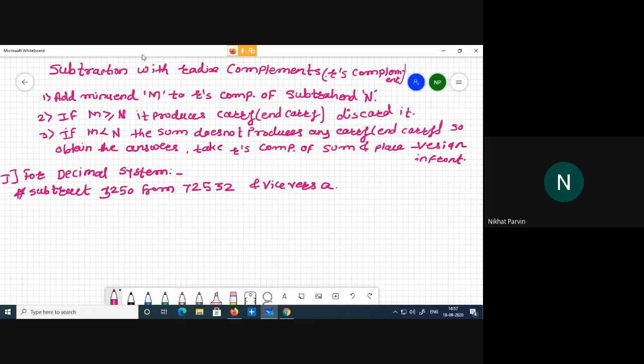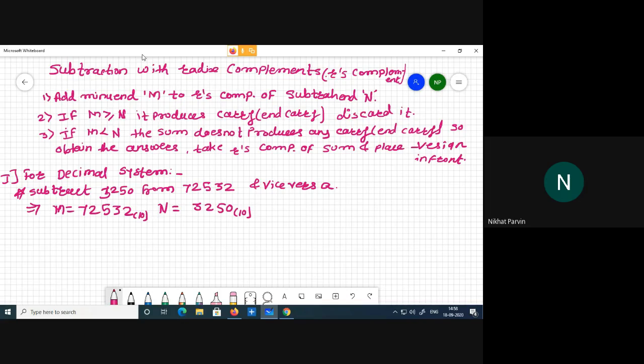For the decimal number system, your base is 10 and the question is: subtract 3250 from 72532 and vice versa. So in today's session, we will start with the first one. From this data, I can see that my minuend m is 72532 and your subtrahend n is 3250. Both of them are decimal numbers, with base 10.